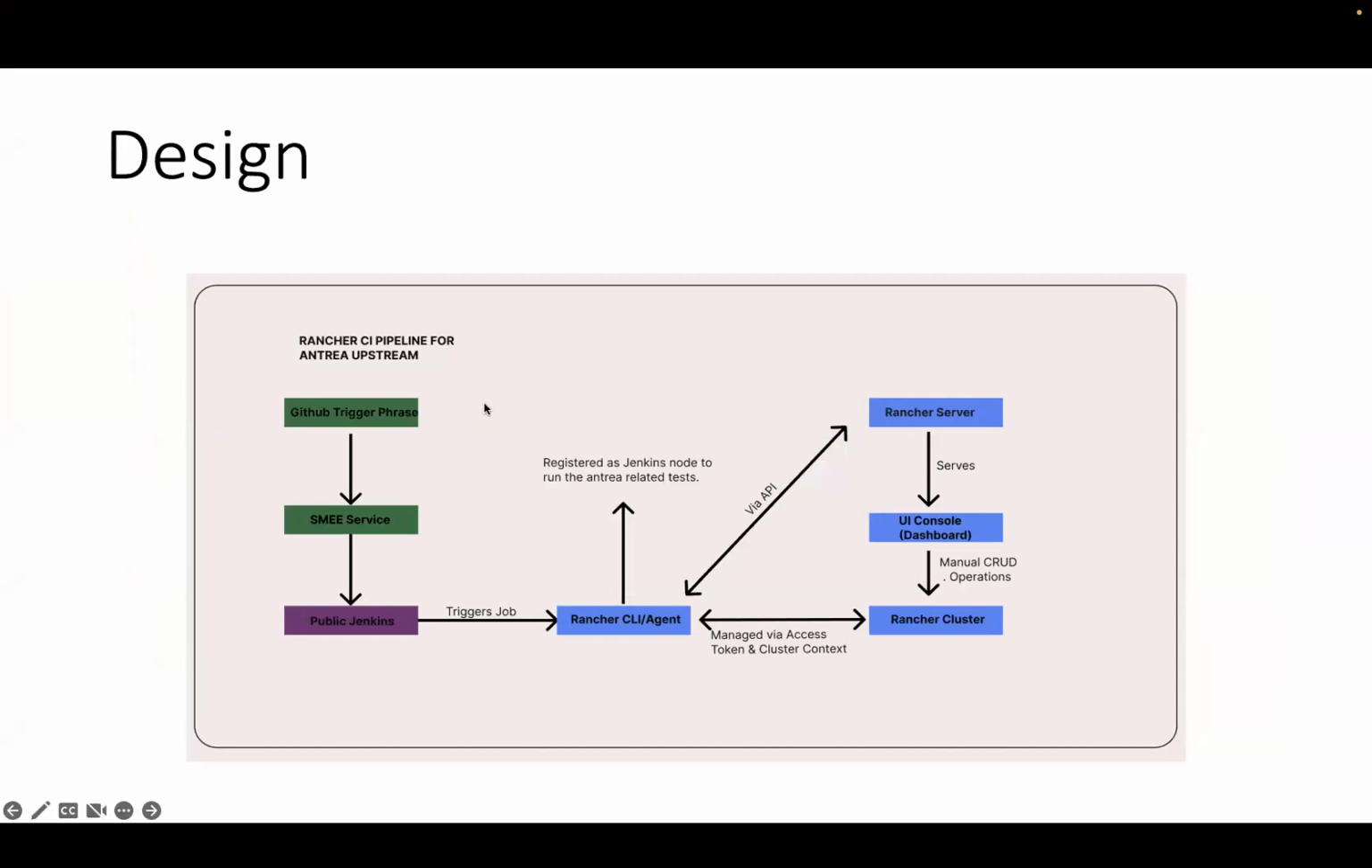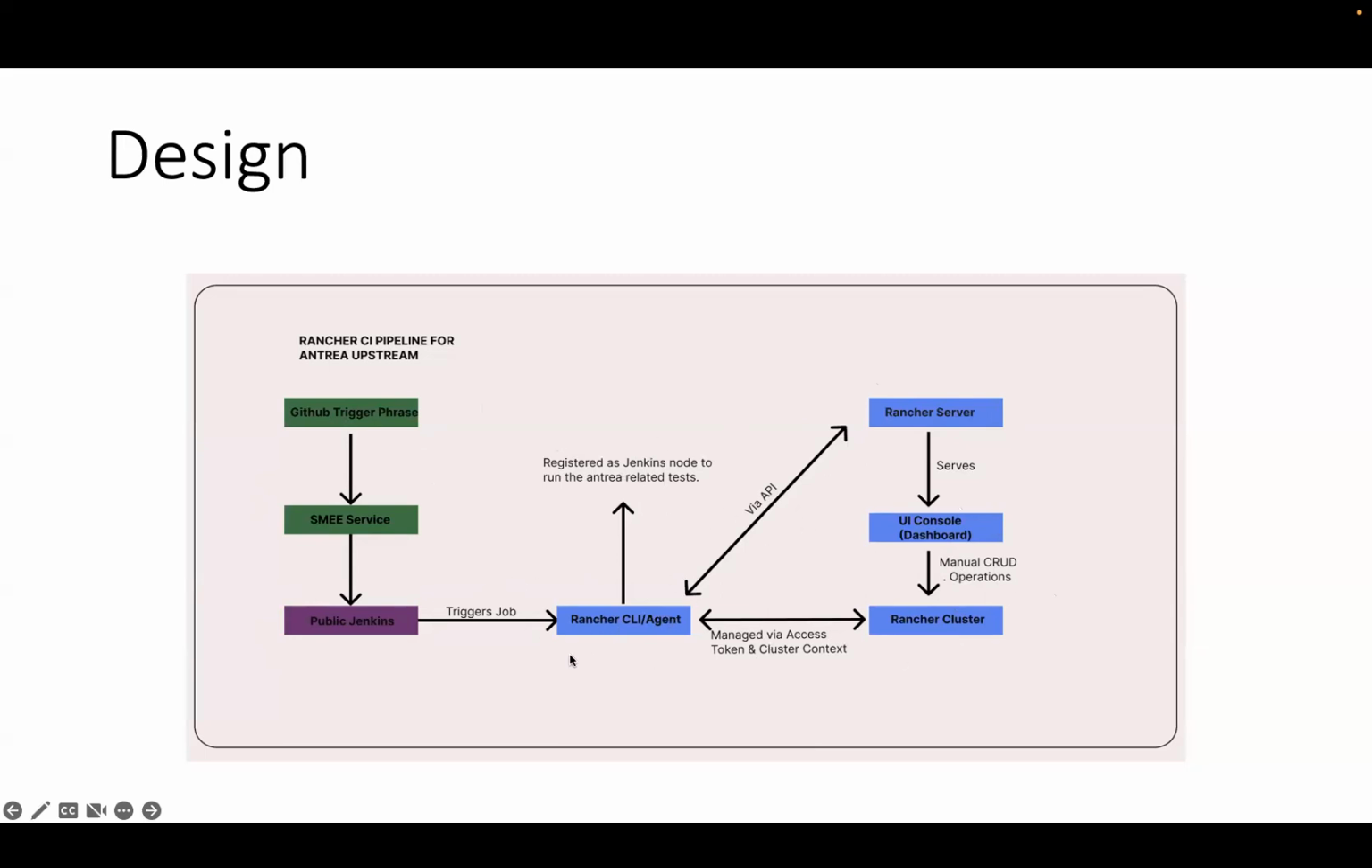It follows the usual design pattern that we follow for our CI pipeline. So we have a GitHub trigger phase which passes on to the SME service, which triggers the job on the public Jenkins. For Rancher, the different thing is that we have a Rancher server and a Rancher agent. These two are the main things for Rancher. The Rancher server deploys the UI console, that is the dashboard, from where we perform the manual CRUD operations to create the Rancher cluster. And then on this Rancher cluster, we run the test.